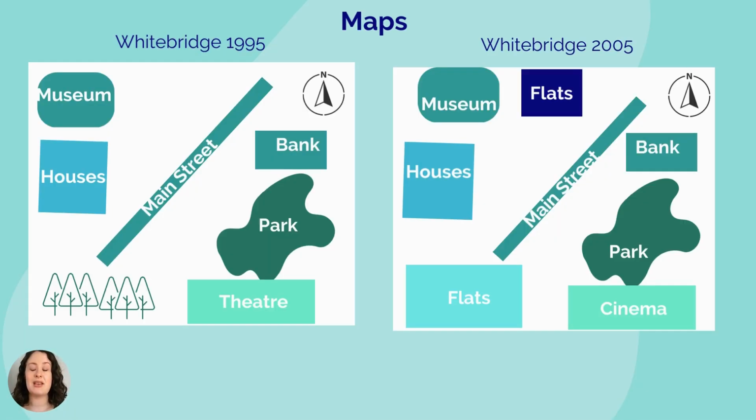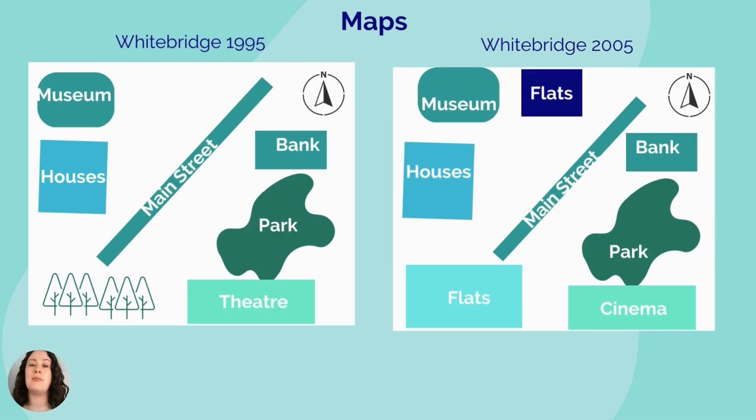Here you can see an example map. In this question, you would be asked to compare 2 different maps. As you can see, the maps are of the same place, but in 2 different years, 1995 and 2005. If your question involves a map, it may be presented like this, with each different part of the map labelled.